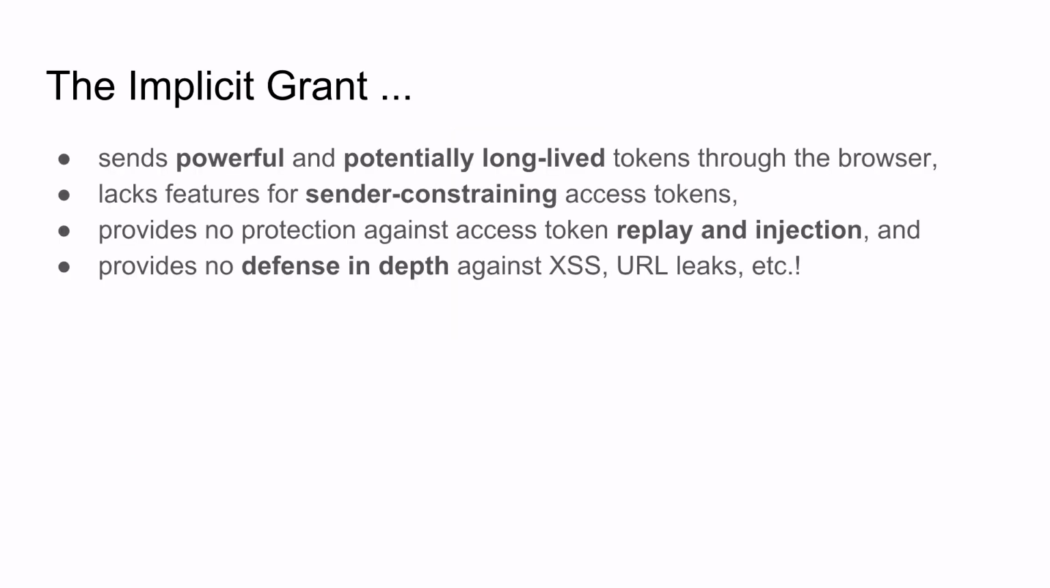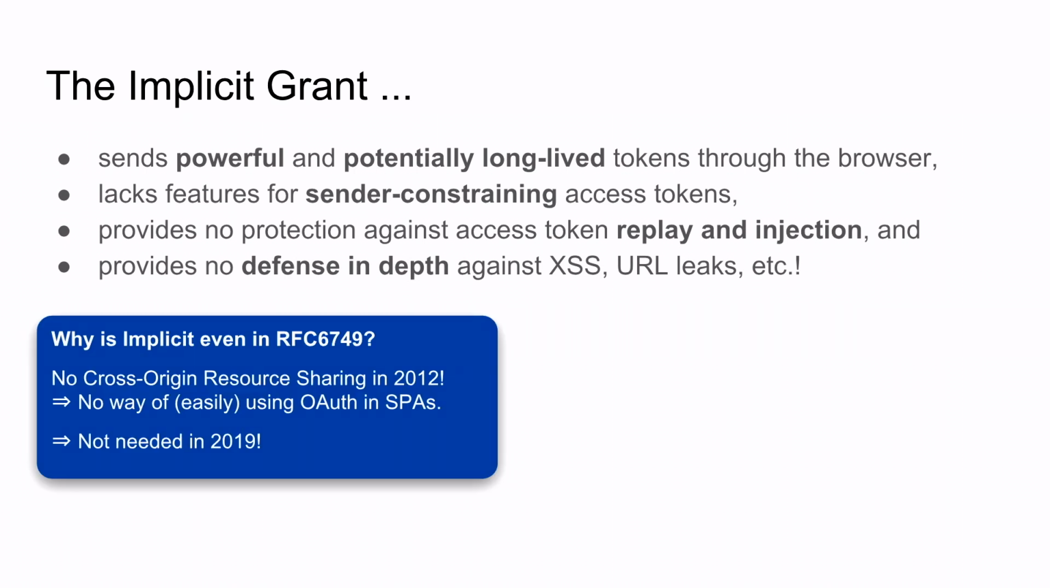So the implicit grant sends this powerful and long-lived access token through the browser, which is not a good idea. It lacks features for sender constraining. We have replay and injection problems, and it doesn't provide any defense in depth. So if any of your defense lines falls, then you're screwed. So why is it even there?